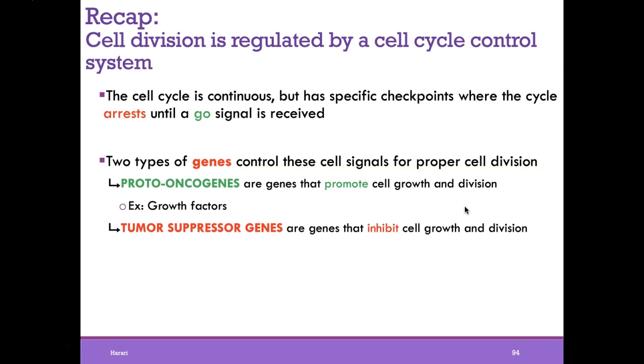The other type of genes are called tumor suppressor genes. And those do the opposite of proto-oncogenes. Those inhibit cell growth and division. So tumor suppressor genes are ones that are going to cause apoptosis and say, stop dividing. It's not your time to divide. So these two genes are critical. Proto-oncogenes and tumor suppressor genes work together to make sure there's the proper homeostasis and the proper control over the cell cycle.